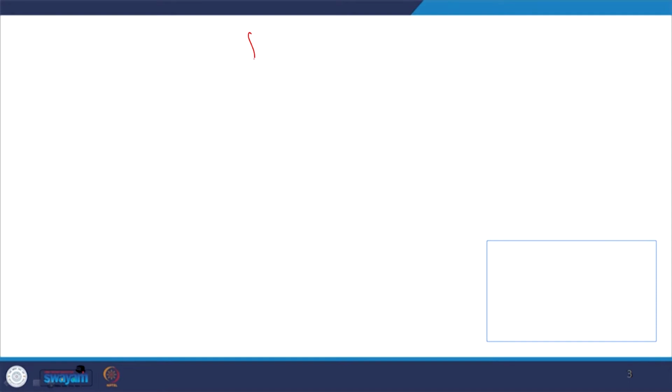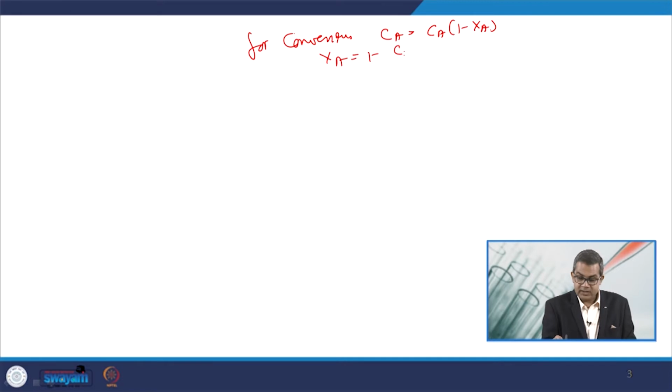Now for conversion, Ca is equal to Ca naught times (1 minus Xa), and Xa is equal to 1 minus Ca upon Ca naught. So Xa will come out to be 1 minus 3 upon 5, equal to 0.4. Given that the rate of reaction is found to be independent of the concentration of reactants A and B, the given reaction is a zero order reaction.